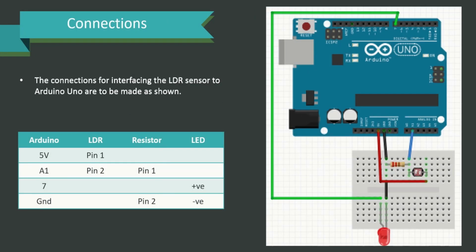For that, you need to go through this connection diagram clearly. The Arduino, LDR, resistor and LEDs are the components which are used here, and we have used a breadboard, and the connections are revealed in front of you. Arduino's 5V pin has to be connected to LDR's pin 1. Arduino's A1, which is analog 1, is connected to LDR's pin 2, also to pin 1 of the resistor. You can see the way we have connected using the breadboard. Arduino's pin 7 is connected to the LED's positive. Arduino's ground is connected to the resistor's pin 2 and the LED's negative pin.